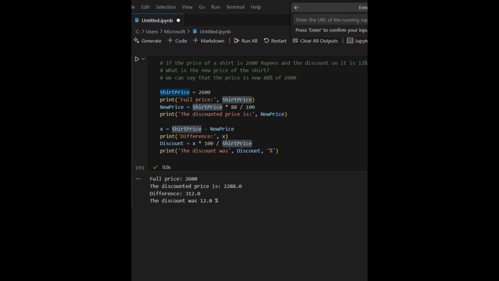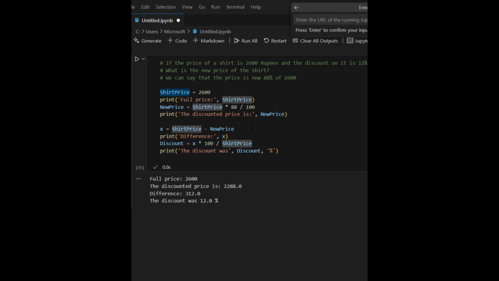If the price of the shirt is 2600 rupees and discount is 12%, what is the new price of the shirt? We can say that the price is 88% of 2600. New price is 88% of 2600. Here, the new price is calculated by multiplying shirt price 2600 with 88 divided by 100. 88 is a percent, so new price is calculated.